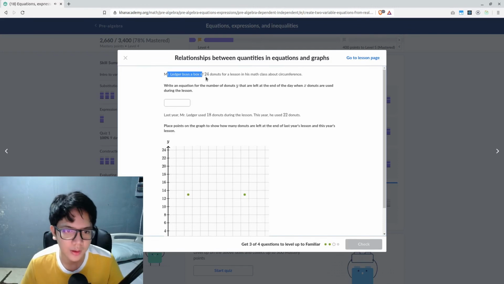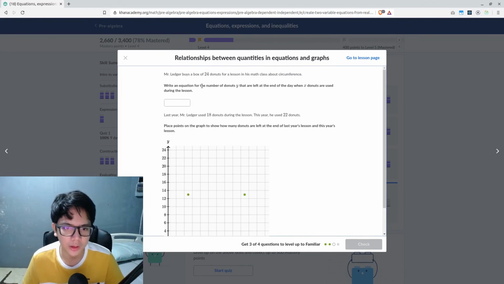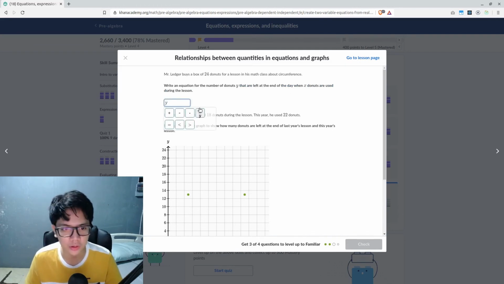Makes sense. Mr. Ledger buys a box of 24 donuts for his math lesson with circumference. Write an equation for the number of donuts y that are left at the end of the day when x donuts are used during the lesson.